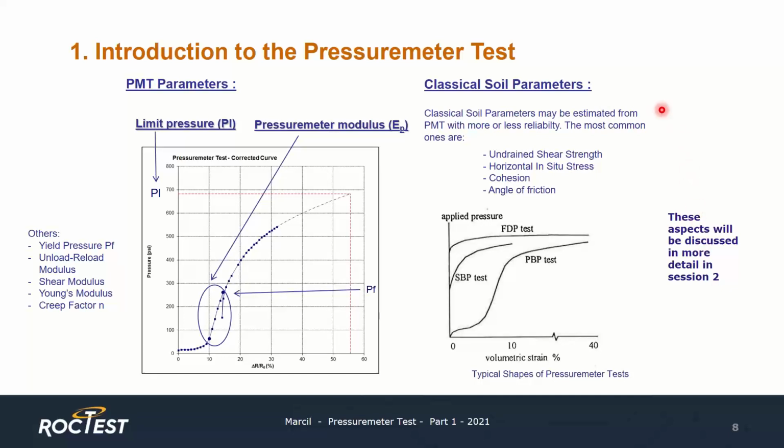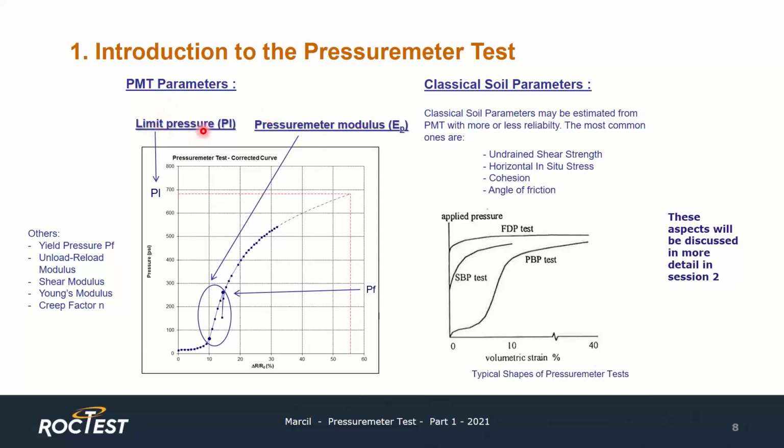The main parameters that can be obtained from a pressure meter test are the pressure meter modulus, E, and the limit pressure, PL. The pressure meter modulus is a modulus of deformation that is typically measured on the pseudo-elastic zone. And it will be used typically for estimating settlement or deformation of the ground.